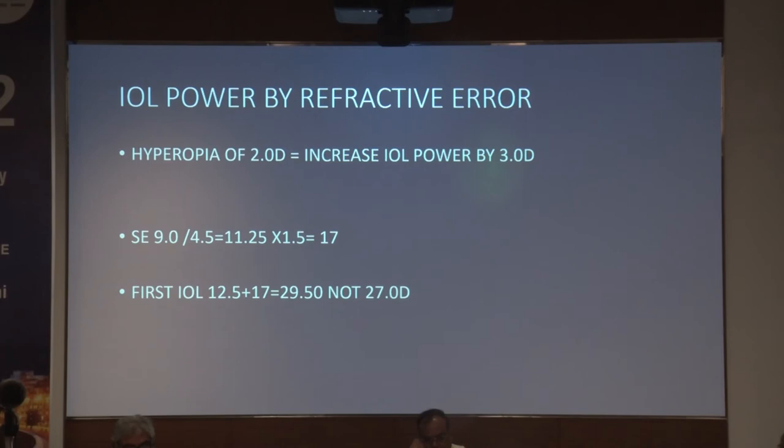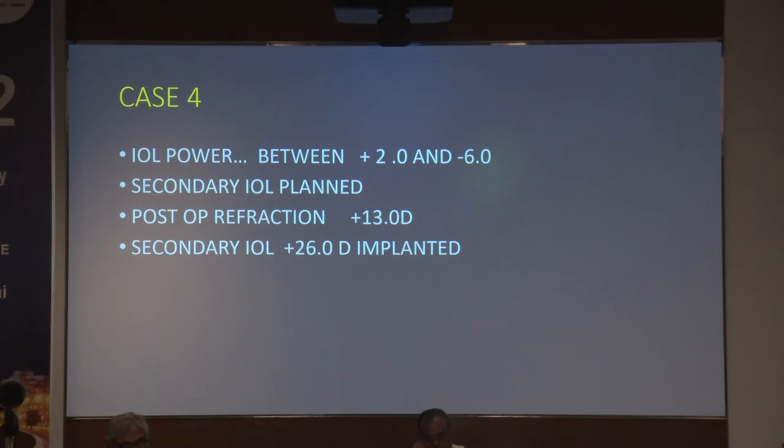So in this case, if you had taken that into consideration, then 9 plus 4.5, 11.25 is the spherical equivalent, 1.5 times 17. Add this 17 to the 12.5, which we already used, probably the patient needed 29.5, not 27. So probably if we had used around 29, 29.5, the patient would have been better off. In case 4, the IOL power when we calculated was coming between plus 2 and minus 6. So this was absolutely haywire, it is not possible. So we did a simple cataract surgery, and the patient had a post-op refraction of plus 13. We implanted a 26 diopter IOL.